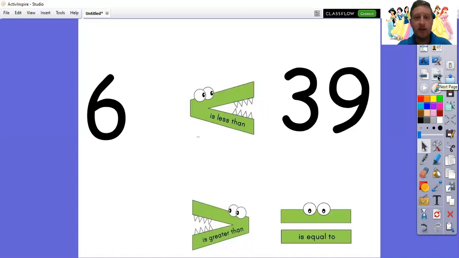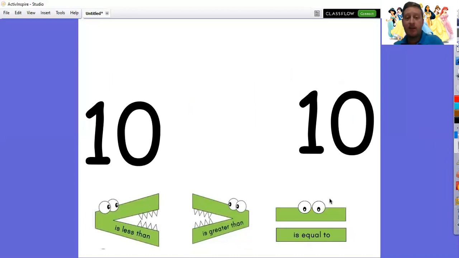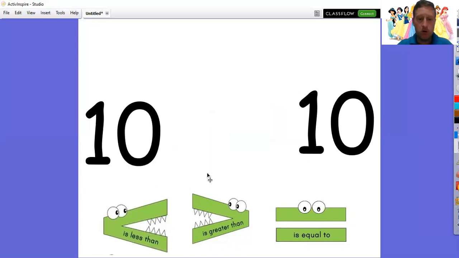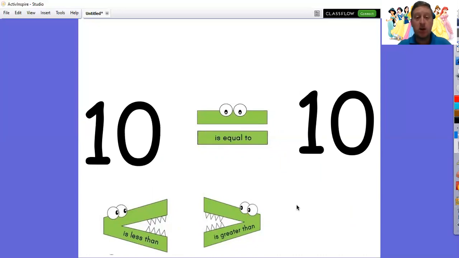Okay, now let's see some more numbers. Now we have 10 and 10. Now, the crocodile still wants to eat the biggest number, but uh-oh, the numbers are the same. So the crocodile cannot eat one. So for this one, we would have to put equal to. And we can say that 10 is equal to 10. 10 is equal to 10.